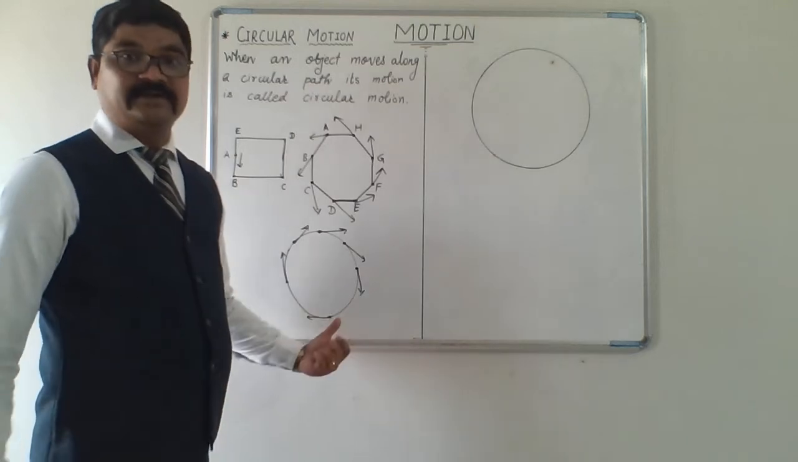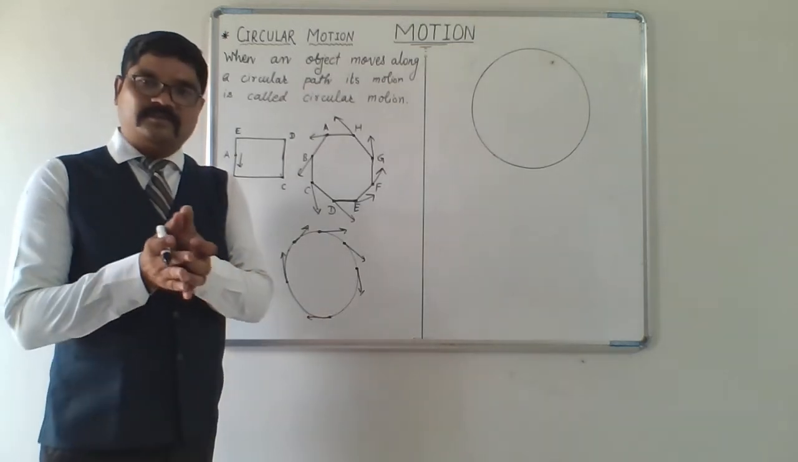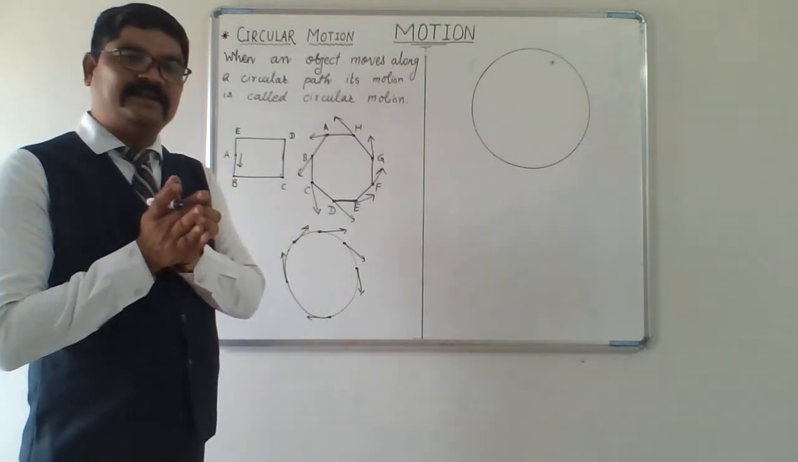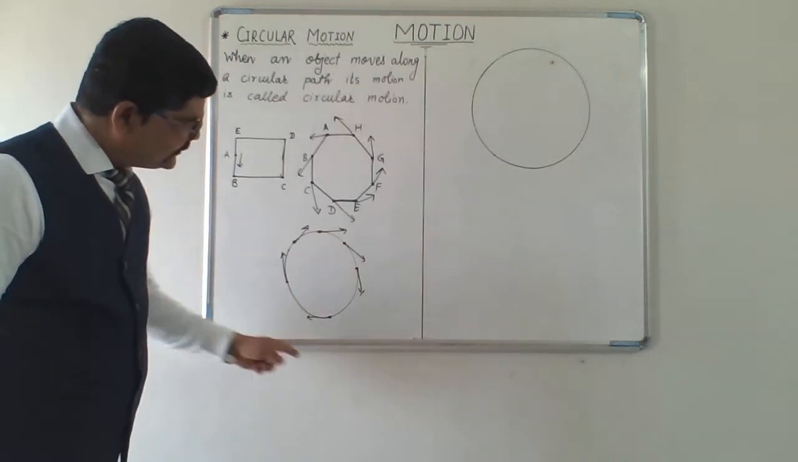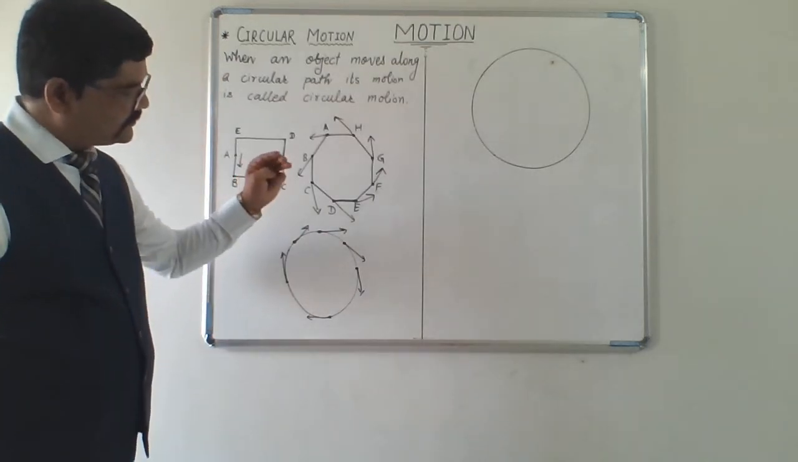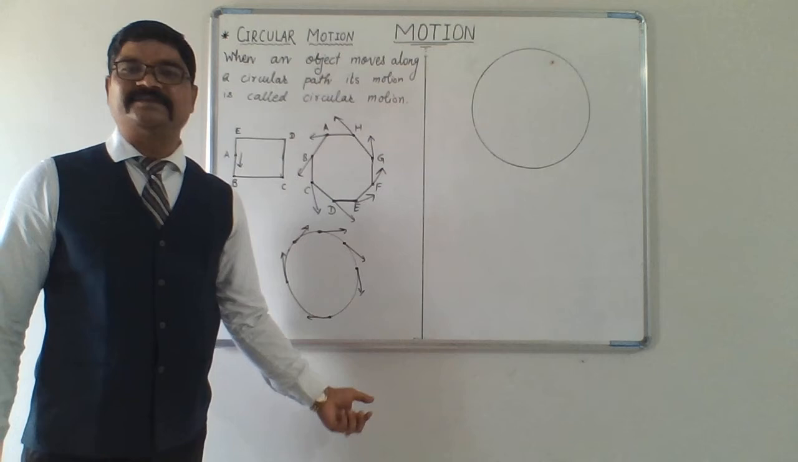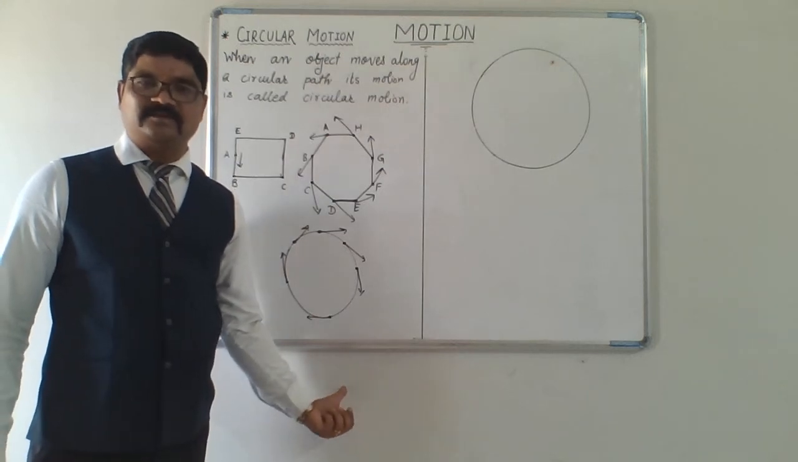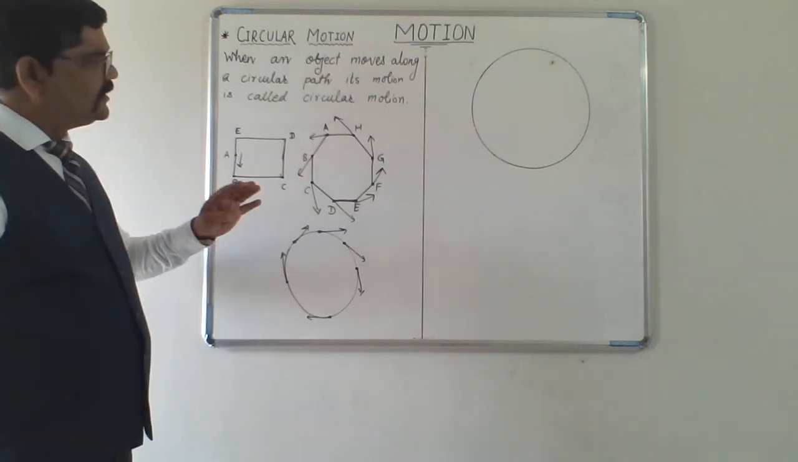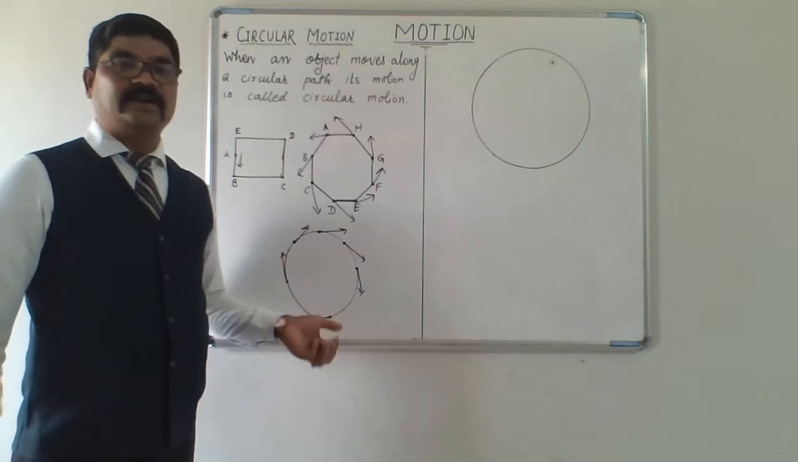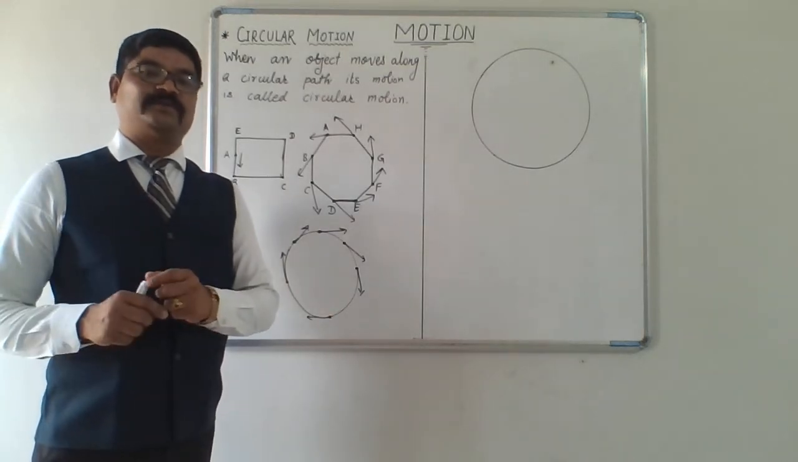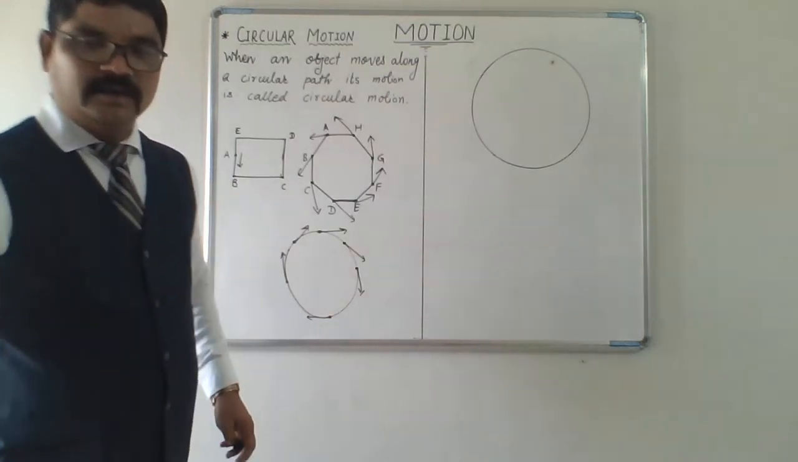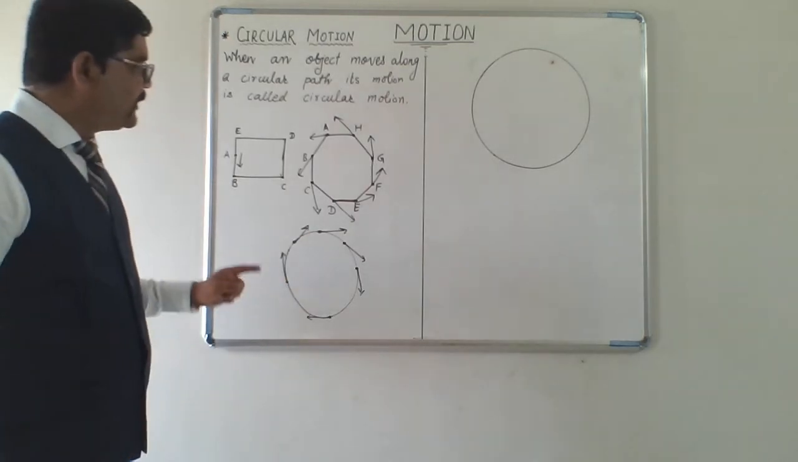Although the speed, the magnitude of velocity is constant, the direction of the object continuously keeps on changing in circular motion, and that's why in uniform circular motion we call it an accelerated motion. So I guess you are clear with this part.